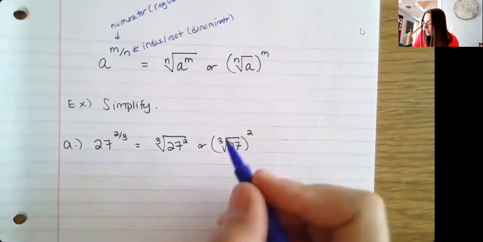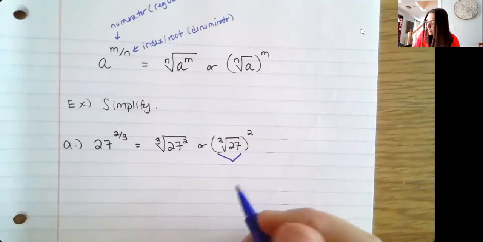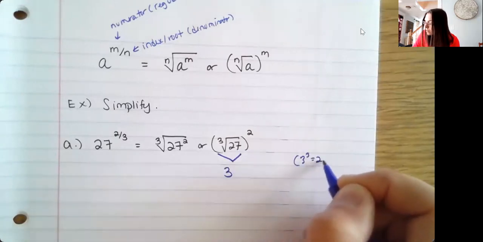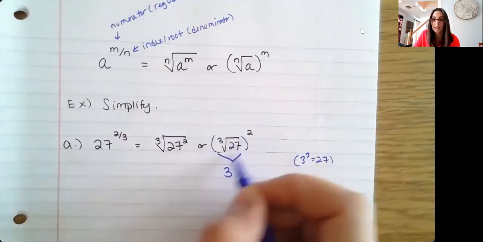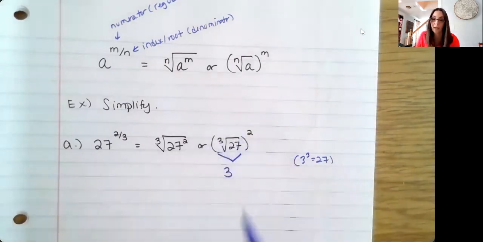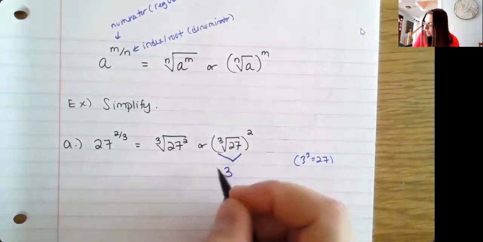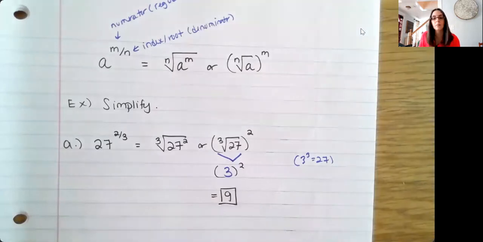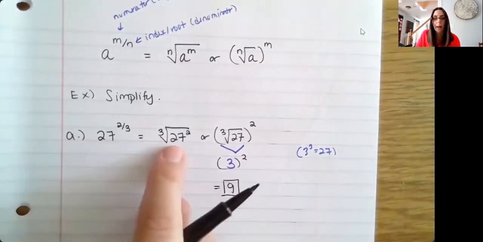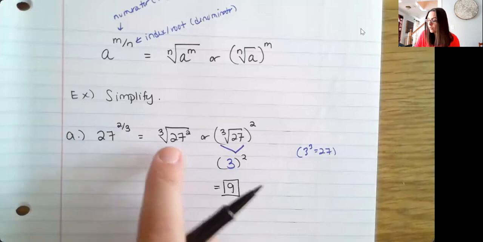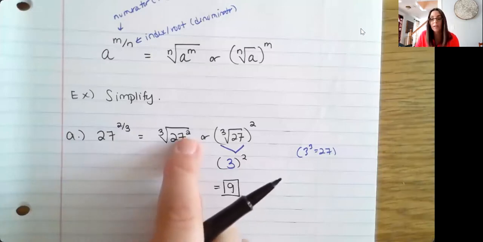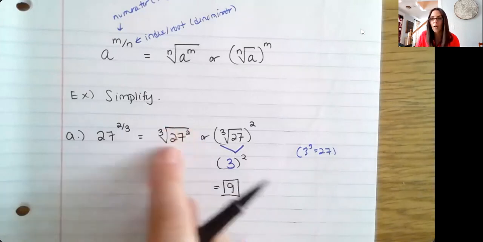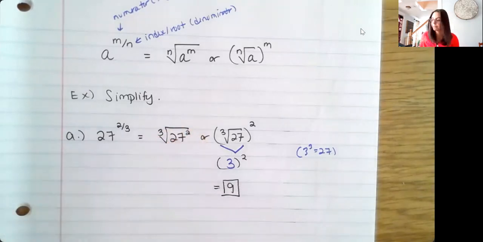For me, I know what the cube root of 27 is. The answer there is 3 because 3 cubed is 27. So I'm going to choose this version because I can simplify that root right away. So this becomes 3 squared, and 3 squared is 9. Now, if you did this version, it will probably work out for you, but it's going to be really hard because you have to do 27 squared first. That's going to be a really large number, and then try to find the cubed root of that. So this way tends to be harder for this particular problem.